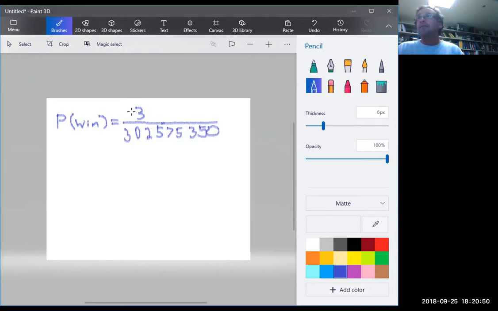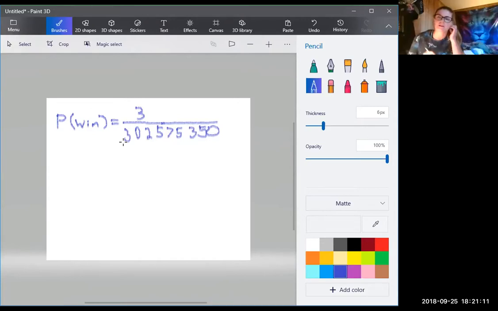And notice probabilities always have a numerator and a denominator. The numerator is the number of ways the event can happen that you want to have happen or you're looking at having happen. And the denominator is the total number of ways that anything can happen. And that's probability. Any questions on that?